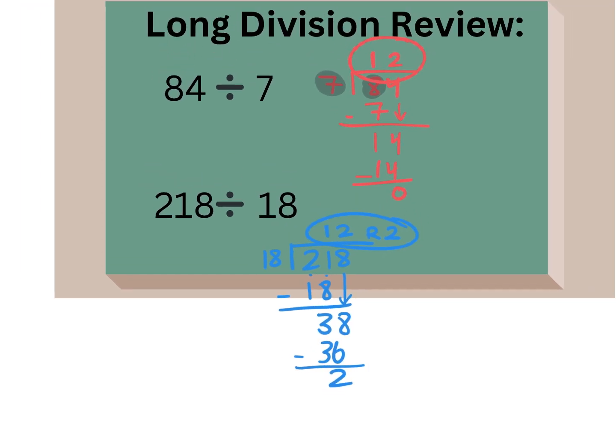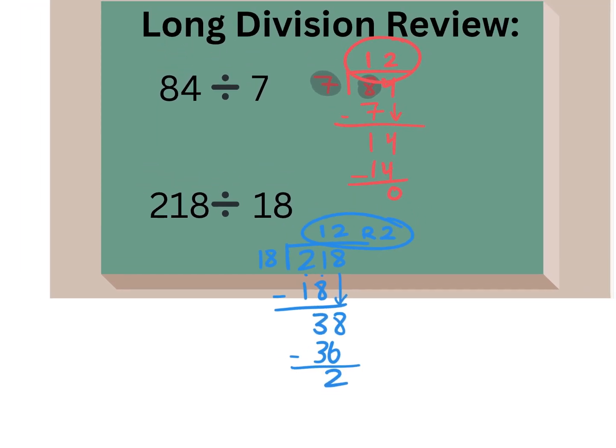So notice the difference between the two problems. In the first one, we didn't have a remainder. 7 went into 84 a whole number of times. But 18 doesn't go into 218 a whole number of times. It's 12 point something. So that's where that remainder comes from.